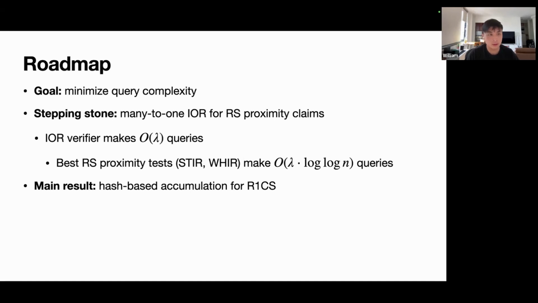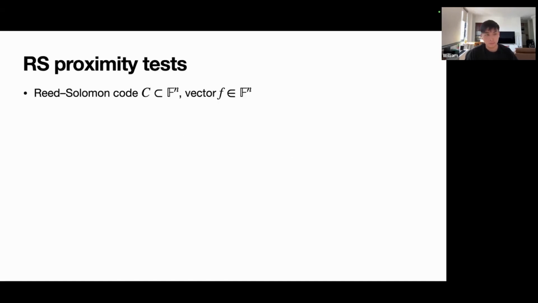First of all, just for some background, I want to define what a Reed-Solomon proximity test is and what a Reed-Solomon proximity claim is. So just laying out some notation, I'm going to let C be some arbitrary Reed-Solomon code, and I'm going to let F be some arbitrary vector. You can think of this Reed-Solomon code C as a subset of the set of all possible length n vectors. In particular, it will be a linear subspace.